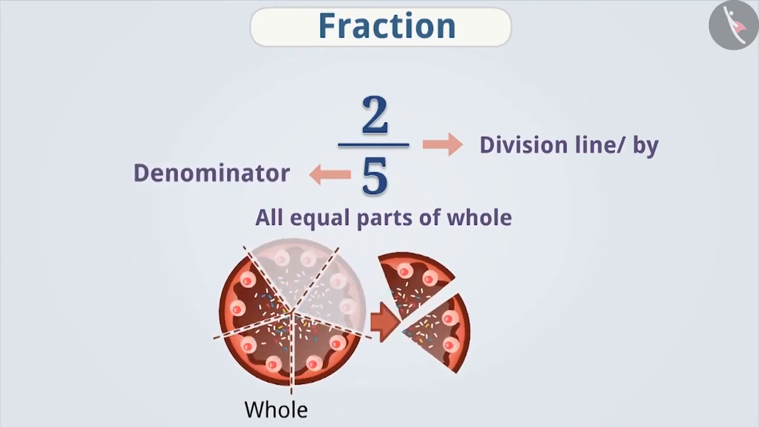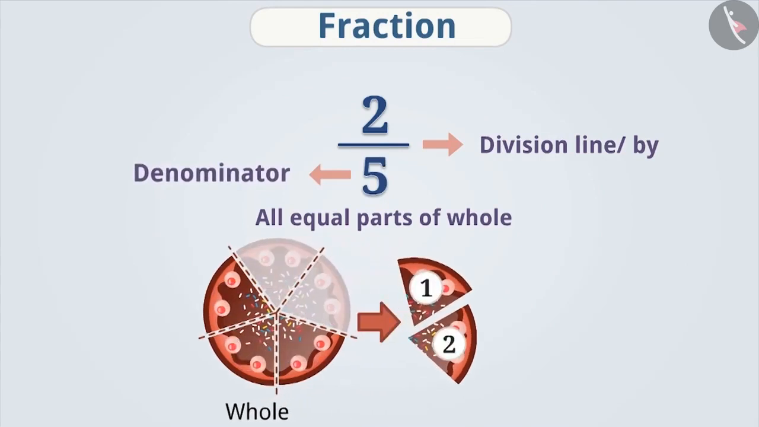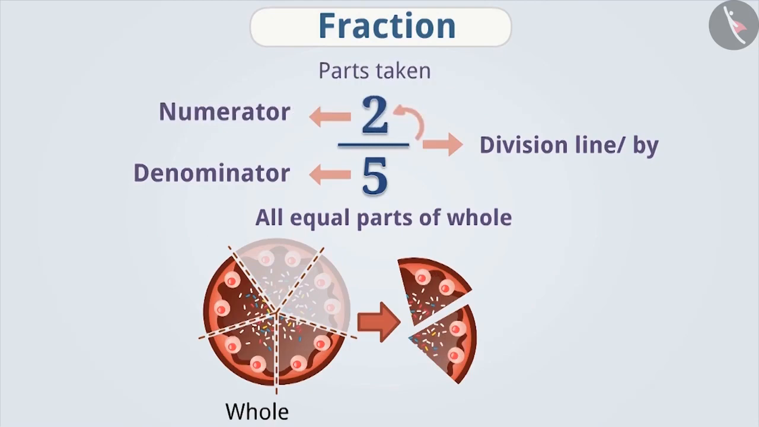The number of parts that are taken aside is represented above the division bar. Therefore, the number of parts that has been considered from all equal parts is called the numerator. In a fraction, the numerator is written above the division bar and the denominator is written below.